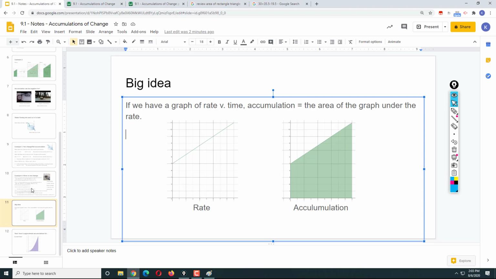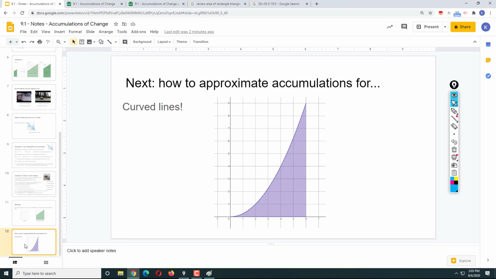In this lesson, we have stuck to things we can do with algebra and geometry with straight lines. In the next few lessons, we will want to figure out the accumulation if our function is a curved line. We will have to find the area under the graph for curved lines. So that is what's coming up.